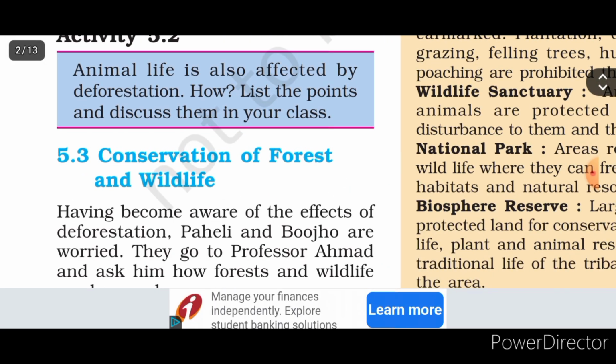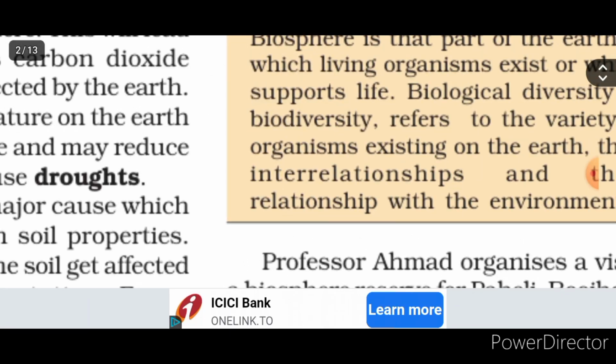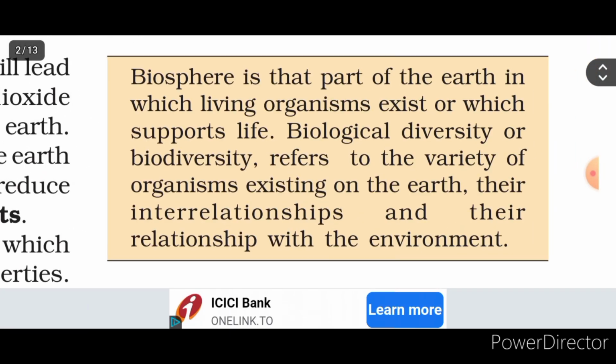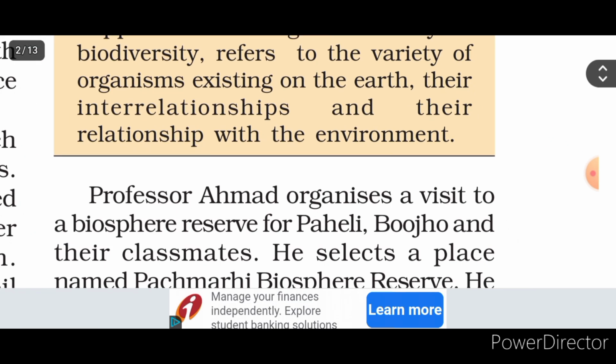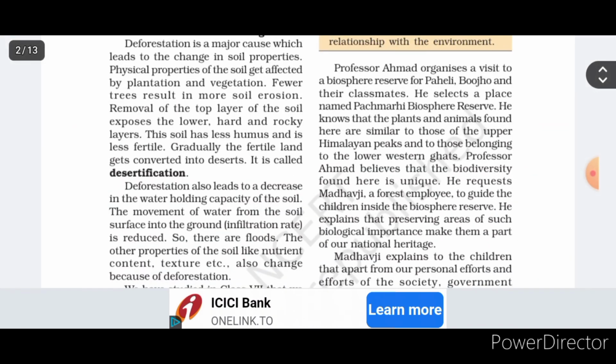Conservation of forest and wildlife. Biosphere. Biosphere is that part of the earth in which living organisms exist or which supports life. Biological diversity or biodiversity refers to the variety of organisms existing on the earth, their interrelationships, and their relationship with the environment.